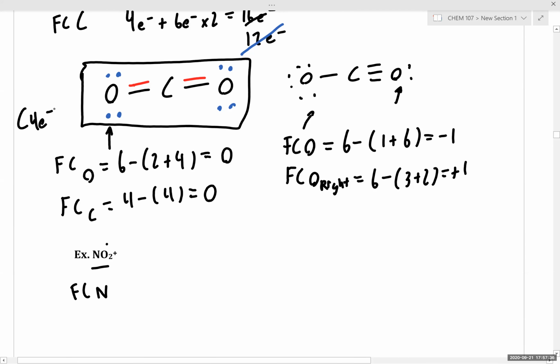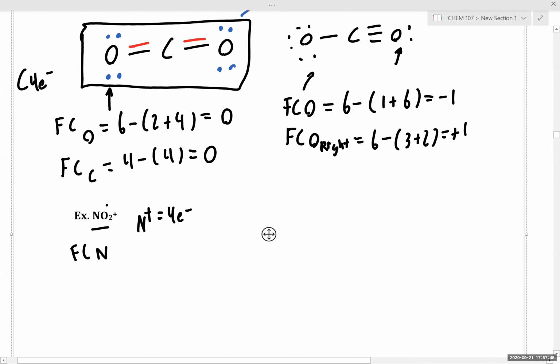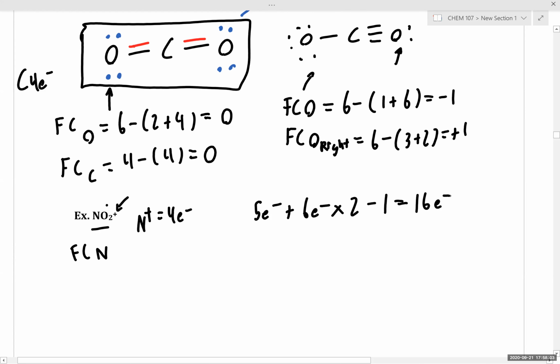We know carbon has 4 electrons. Nitrogen plus also has 4 electrons to its name. We'll keep that off to the side for now. Let's just draw this structure from scratch. So nitrogen has 5 electrons. Oxygen has 6 electrons. We have 2 oxygens. This structure has a +1 charge, so we subtract 1 from our total. That gives us 16 electrons.